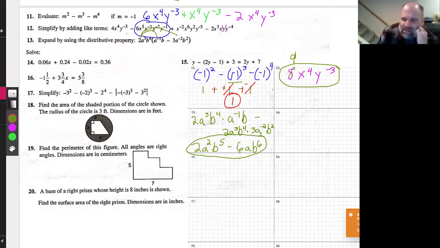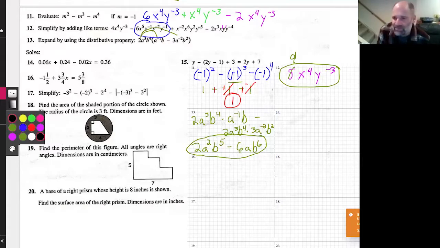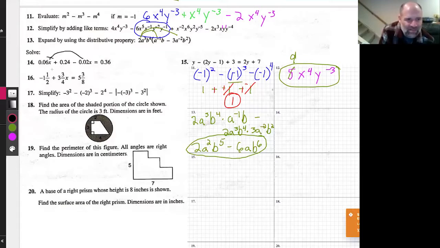All right, does that make sense? Good job. All right, number 14. So this is just following the steps of solving equations. The first step to solving equations is to simplify both sides separately. So what we have to do is combine like terms. So these two need to be combined, okay?